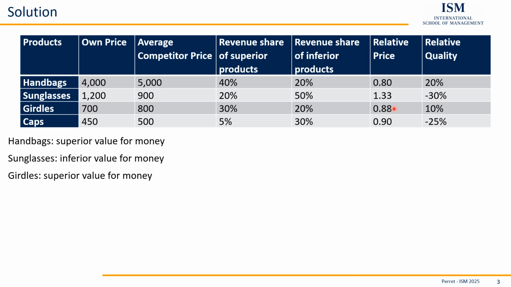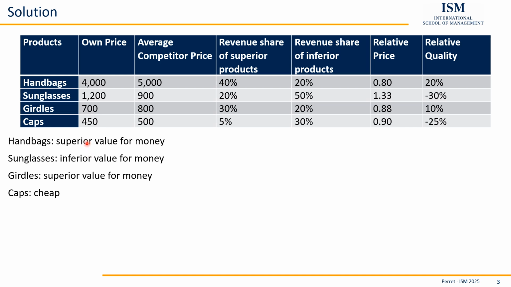With the girdles, we have again the same situation as with the handbags: cheaper prices, higher quality, so again we offer superior value for money. And finally, for the caps, we have cheap prices, but also cheap quality. So here we target a cheap product market. Well, this one is clearly defined, but what about the first three?